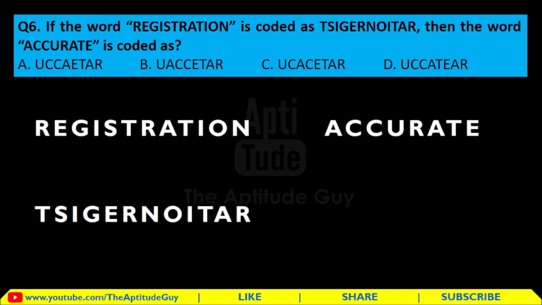Question number 6. This one might take you a little bit of time. Please pause the video, take as much time as you need and try to solve this question. And then of course come back for the solution.